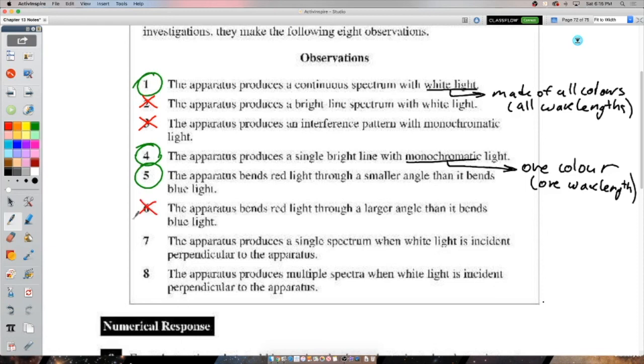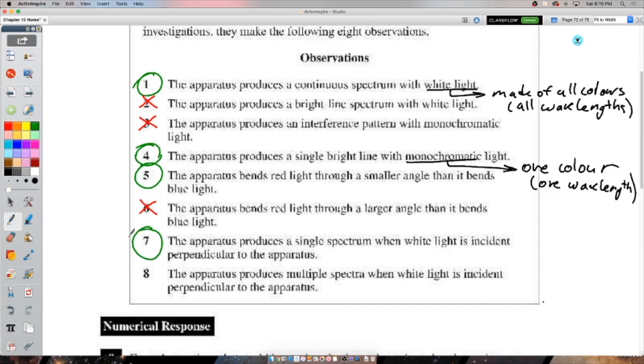The apparatus produces a single spectrum when white light is incident perpendicular to the apparatus. A single spectrum. Well, we already said it produces a continuous spectrum. Did it produce more than one? No, right? There's one beam coming in, it splits it up, and that's it. You get your spectrum out of it, all the wavelengths sorted, all of the colors sorted by wavelength. Okay, we have our 4, but let's look at 8.